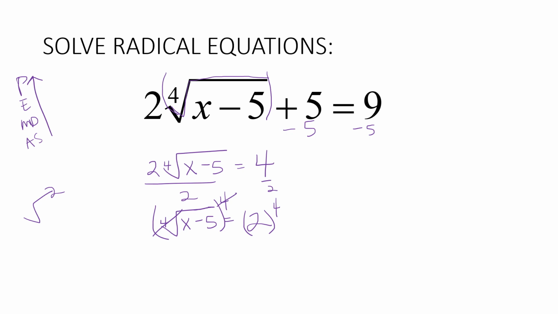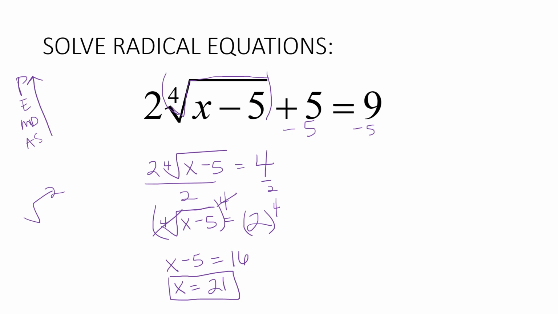So again, what you do to one side, you do have to do to the other. So on the left-hand side, we're going to be left with x minus 5. On the right-hand side, 2 to the 4th comes out to be 16. If I add 5 then to solve for x to get x completely by itself, I get x equals 21.